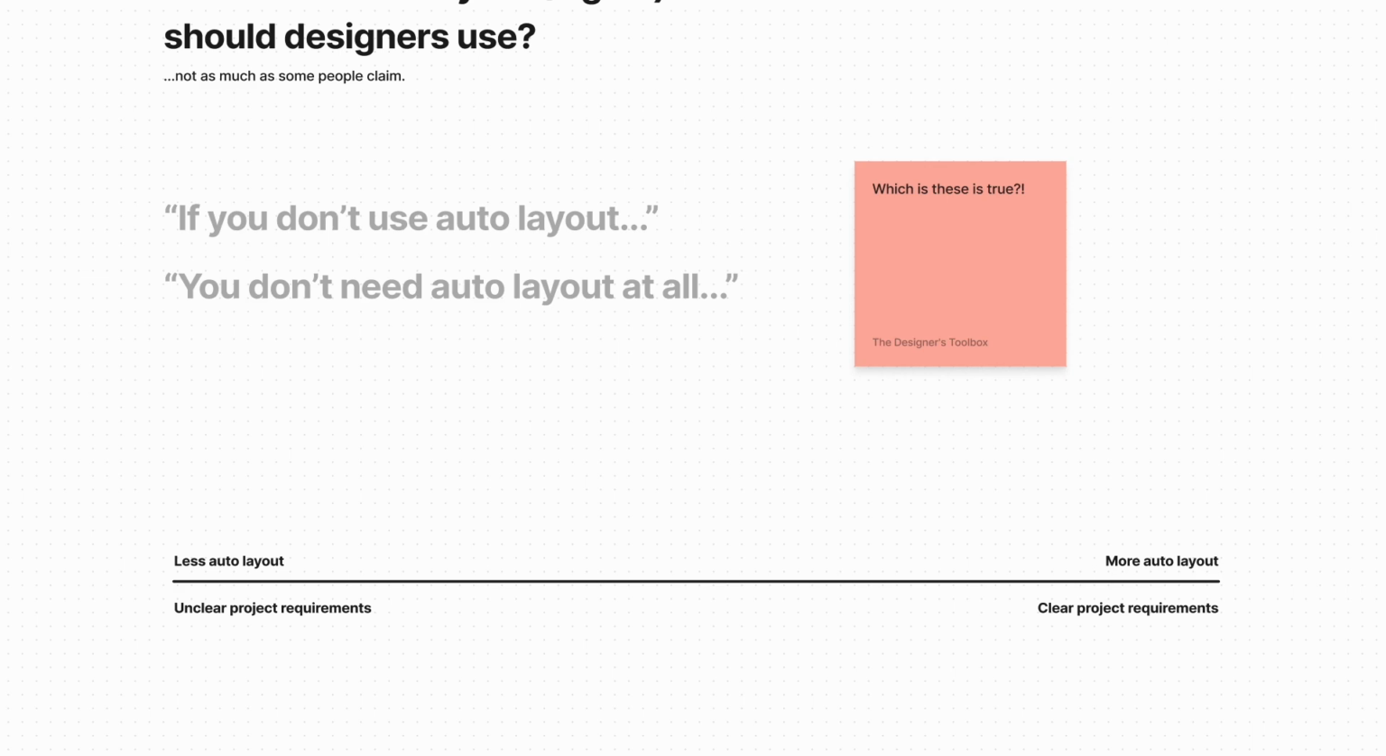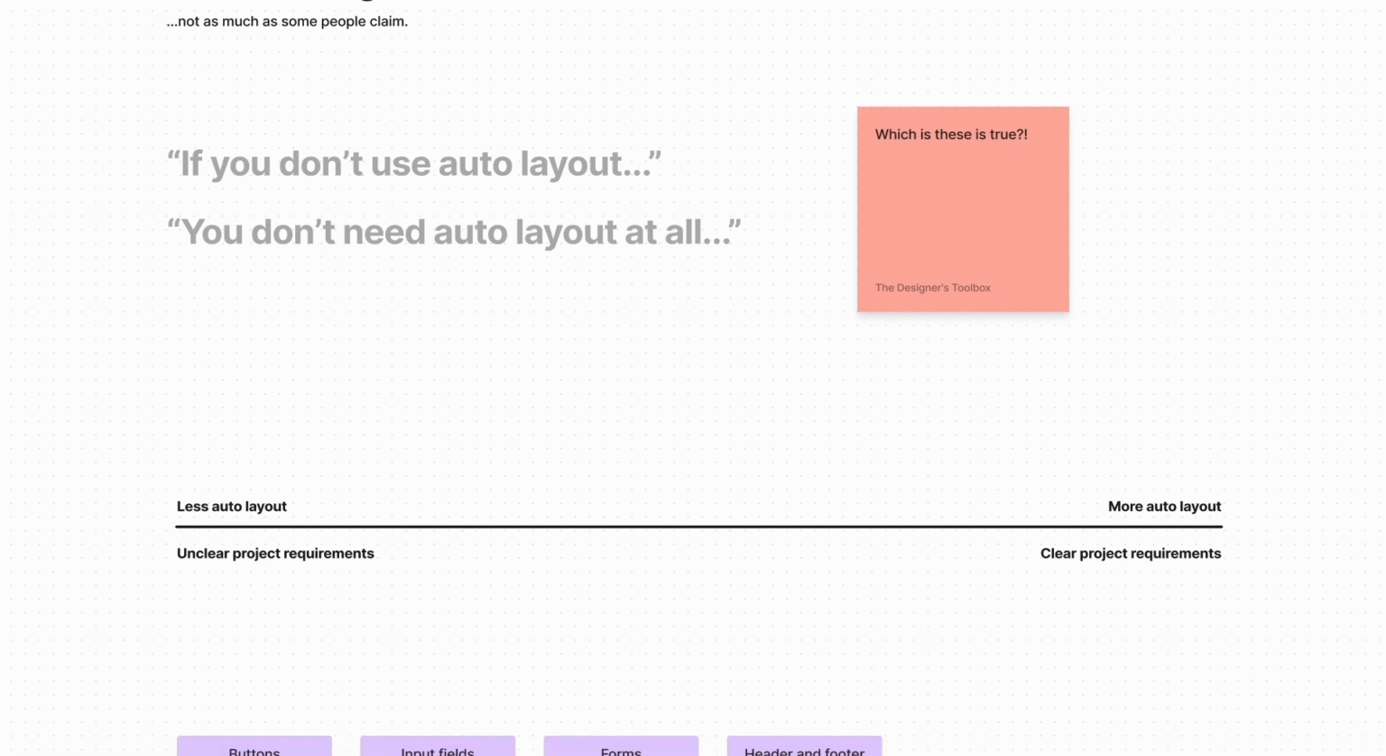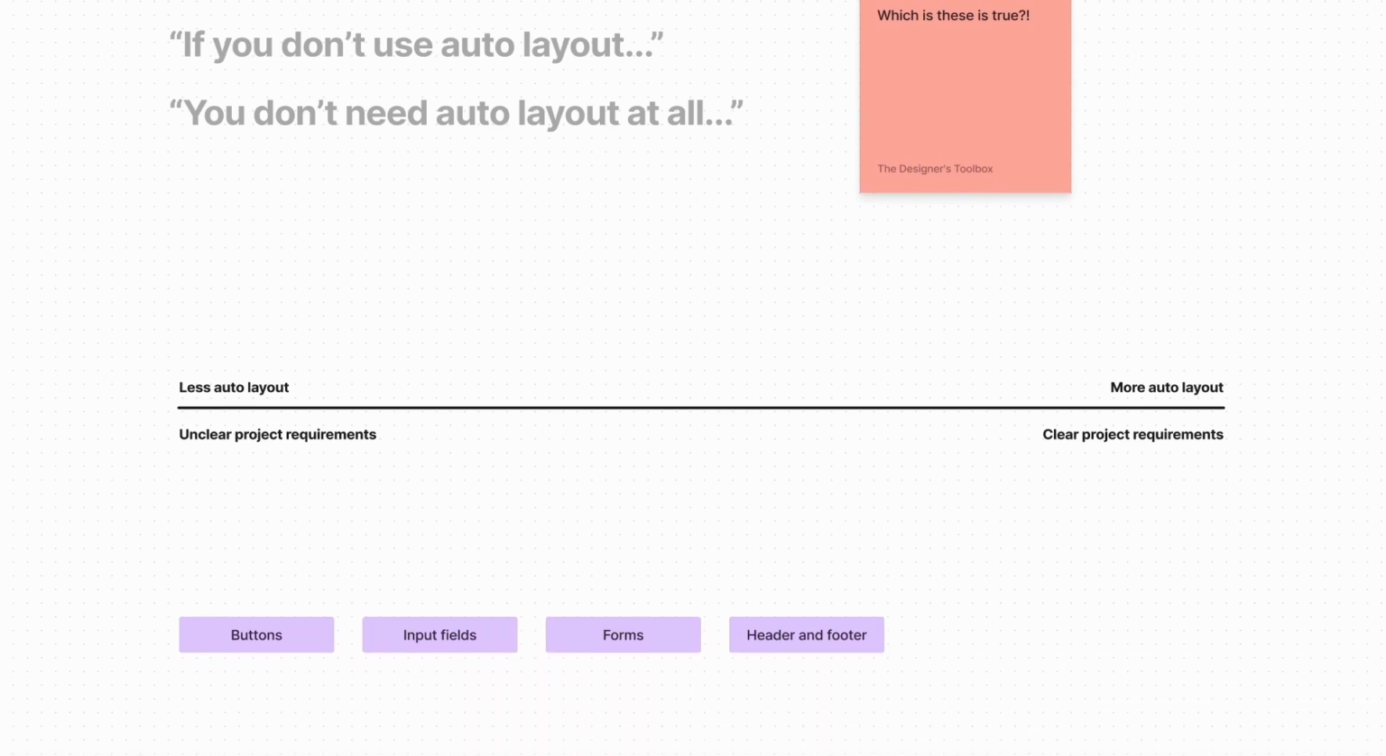Only use the minimum of auto layout here. More on that later. But when everything's super clear, you can use auto layout as much as you want, because it directly translates to how developers use CSS with margins and paddings and stuff like that. So if you use a lot of auto layout here, it will make you a more developer-friendly designer, which is always a good thing.